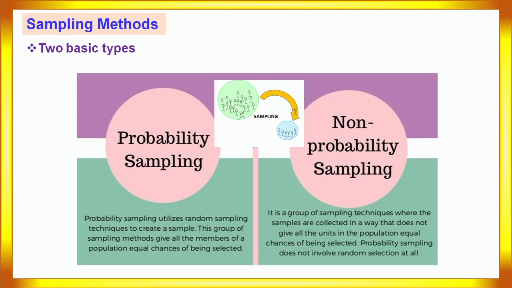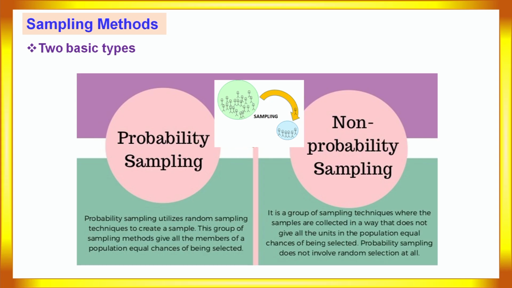And what do we mean by chance? Chance means we do not know of any reason that a particular unit will be favored over any other unit. There is no reason for believing that. So, that is the chance. Probability sampling means random selection, where each and every member has an equal chance of being selected.